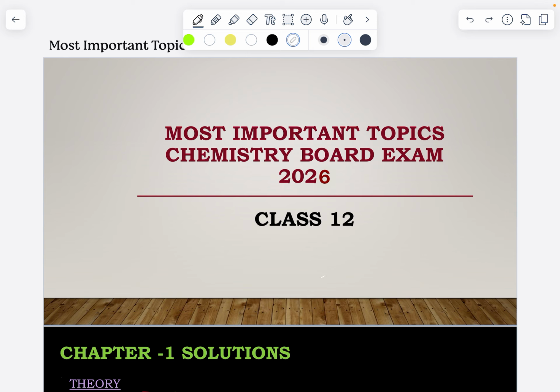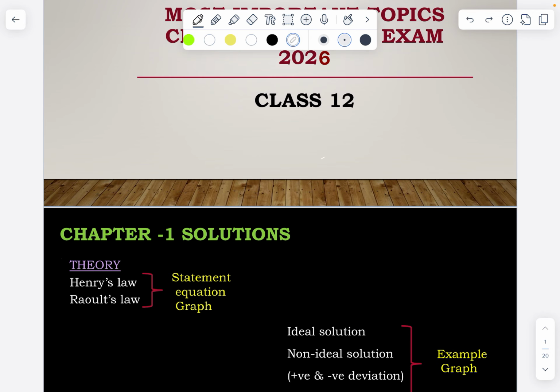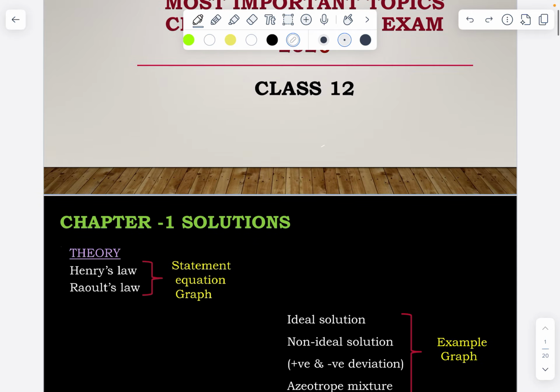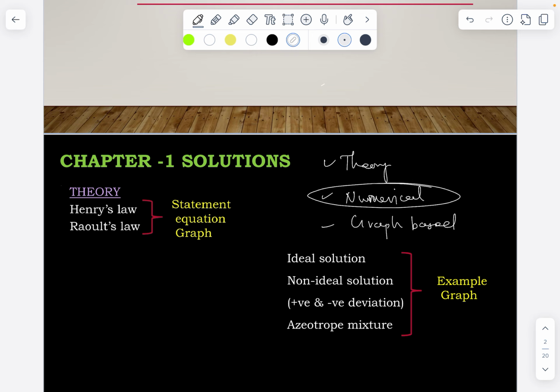From this chapter we can expect three main types of questions in every board exam. The first type is theory based questions, the next is numerical based questions, and the third is graph based questions. Among these, numerical problems are asked most frequently from this unit.